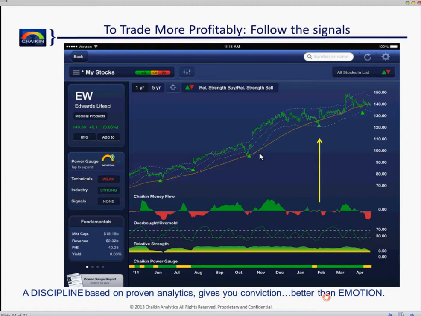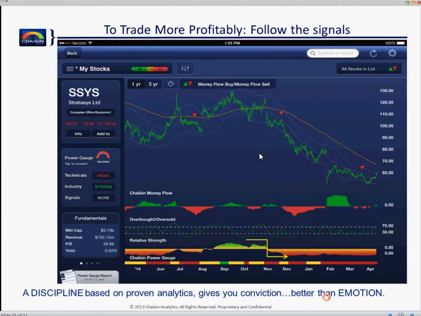So on the downside, here's Stratasys in that 3D printing group. Bearish Power Gauge rating, negative personality change. How do you make money? Follow the signals. In this case, this is our money flow sell signal. Triggered at about 100 on the way to 70 over an 8-week period. Great signal for a swing trade. Another signal triggered here at 60 on the way down to 51.